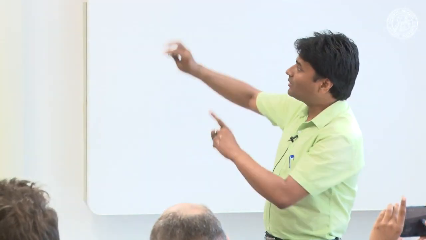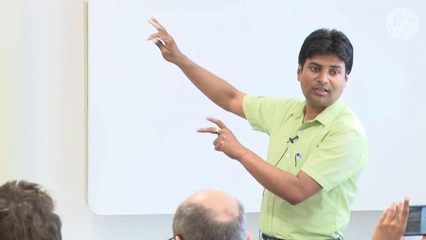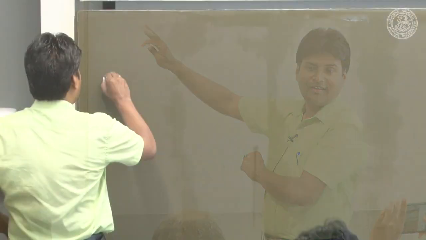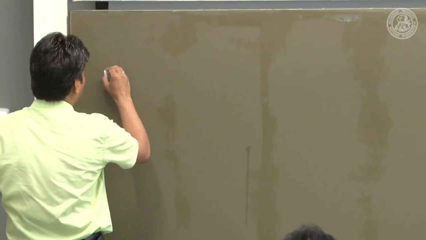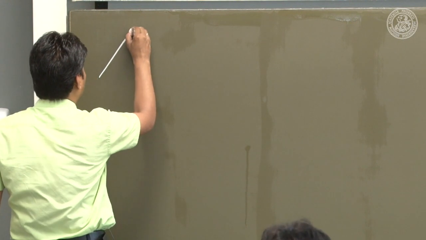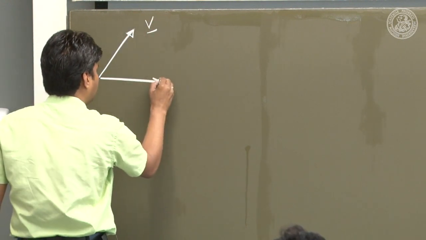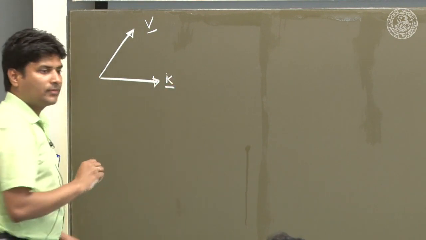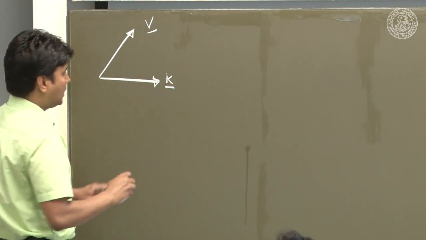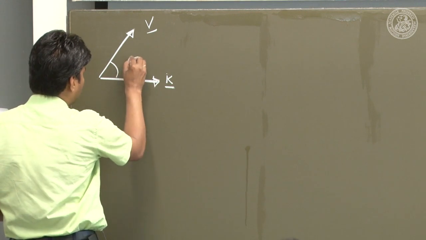Okay, so we are doing some mathematics, but you will see the final result will be very exciting. So, your V and K are prescribed, right. Suppose you have some vector V, vector K, and the angle between them is phi.